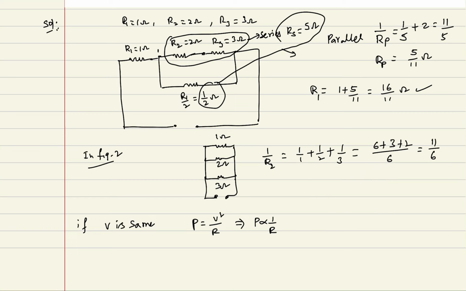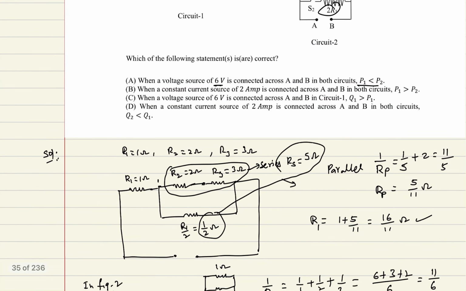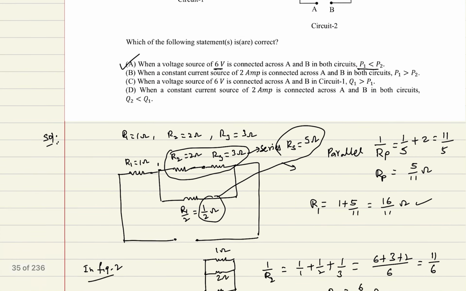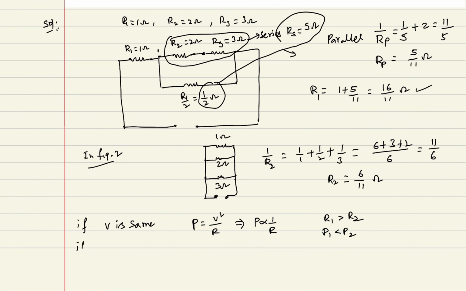Sorry, here I wrote the reverse. R2 value is equal to 6 by 11 ohm. Now you can see R1 is greater than R2. R1 is greater than R2, so obviously P1 is less than P2. So the first option is the correct option only.